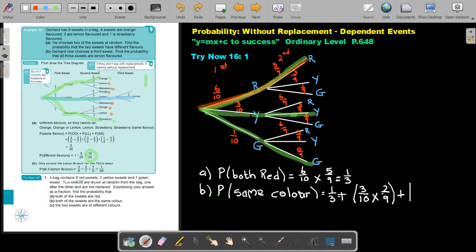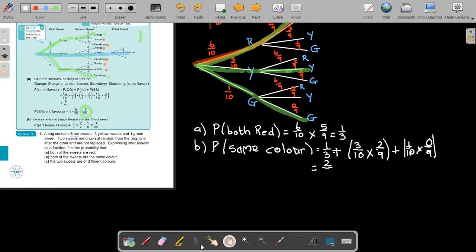And it's going to be 1 over 10 multiply, and it's actually going to become 0, because as soon as you multiply with a 0, the results become 0. And then if you simplify that, you will get a final answer of 2 over 5. And it's going to be 2 out of 5.